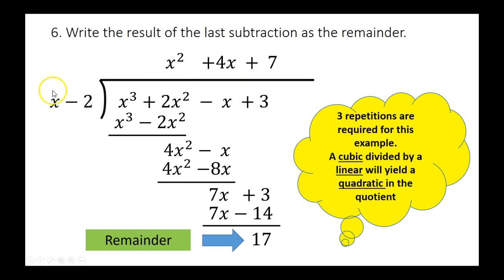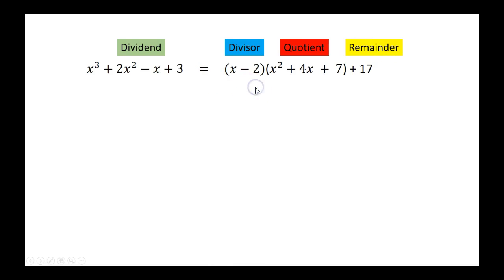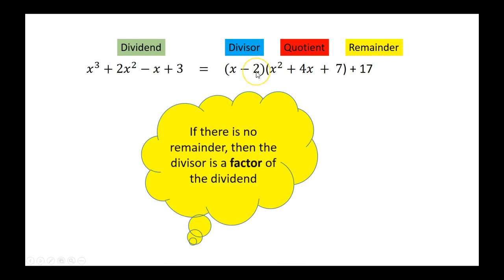So a cubic divided by a linear will yield a quadratic in the quotient. There are a couple of forms you can write this in. The original dividend is equal to the divisor multiplied by the quotient plus a remainder. These things are equal because we divided this by this, and that's what's left.